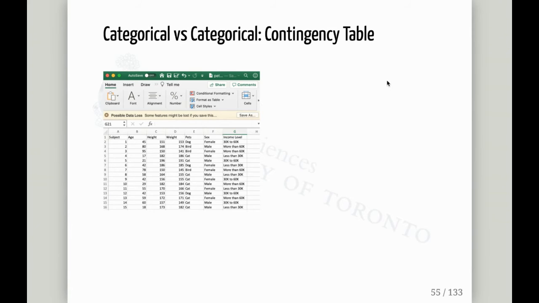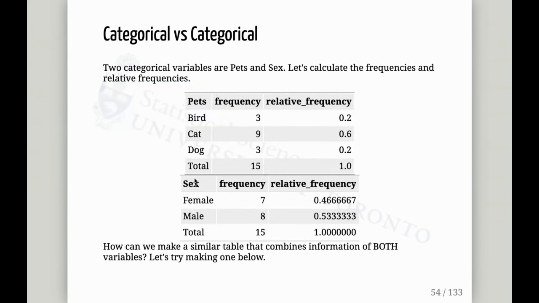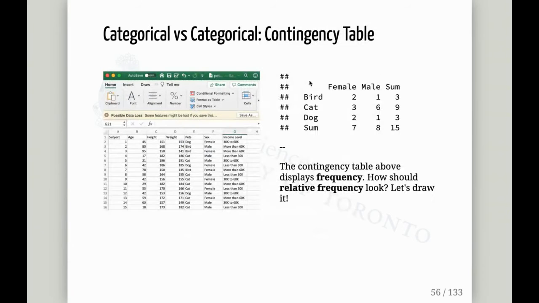So back here, we only had one variable in the table. And now we have 2 variables. We have both pets and sex. Let's say this contingency table is for frequency. What we can do is just count, in our table, how many people have a bird and are female.